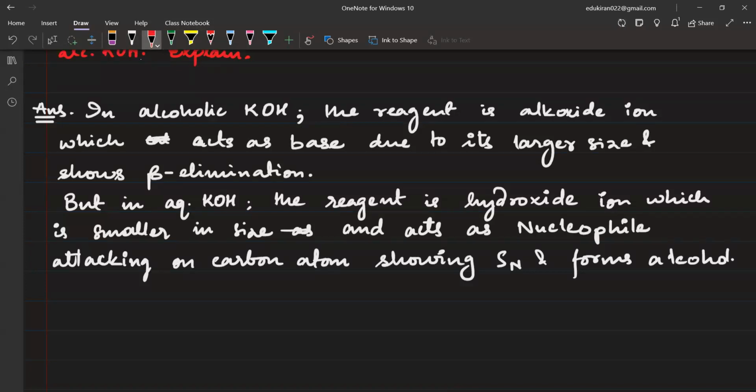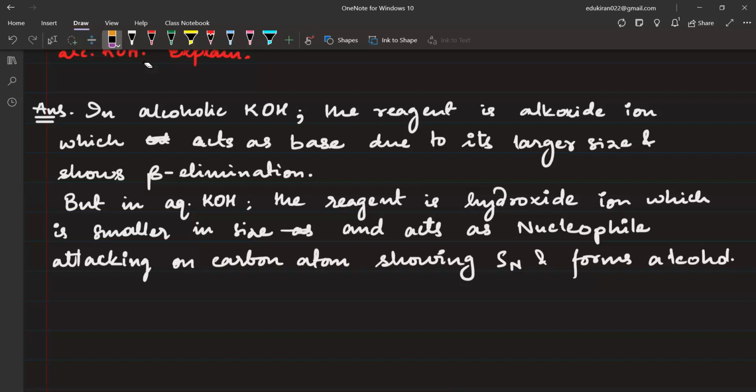Okay. Please see, the important point here is there are a few things that you have to write whenever there is an answer. If you have to write a short answer, then you write this. If you don't get time, then you will write: in alcoholic KOH, the reagent is alkoxide ion, which acts as base due to its larger size and shows beta elimination. The board will accept this as a complete answer.